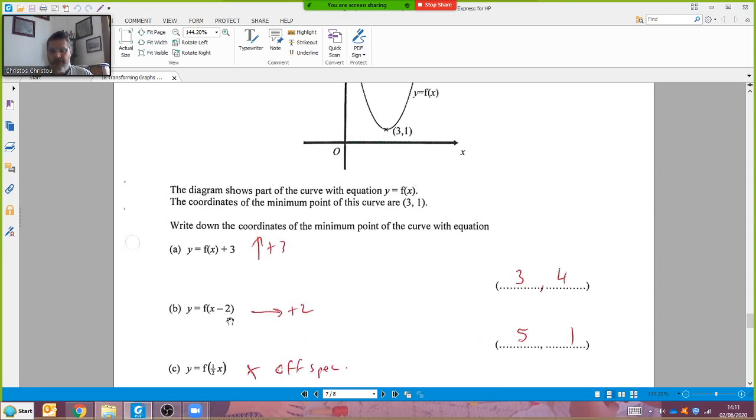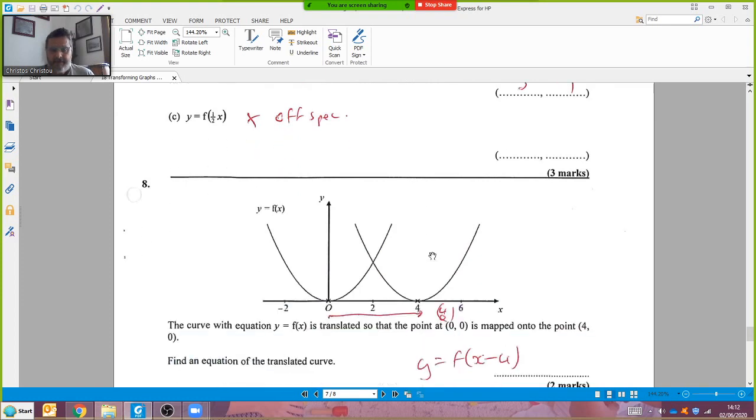This next one here, you'll recall, f of x minus 2 means go right 2 units, translation vector (2, 0). So just add 2 onto the (3, 1). So (3, 1), (4, 1), (5, 1). I've just moved 2 units across, (5, 1). You're not going up or down, all right?